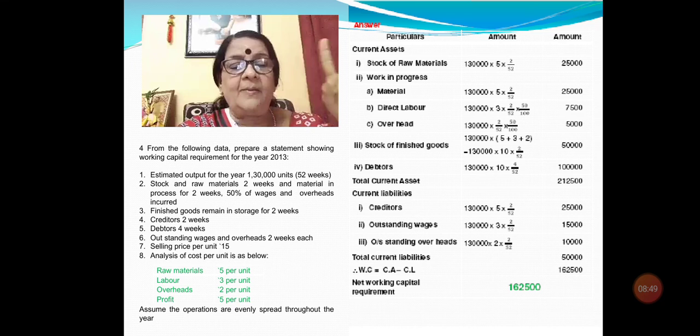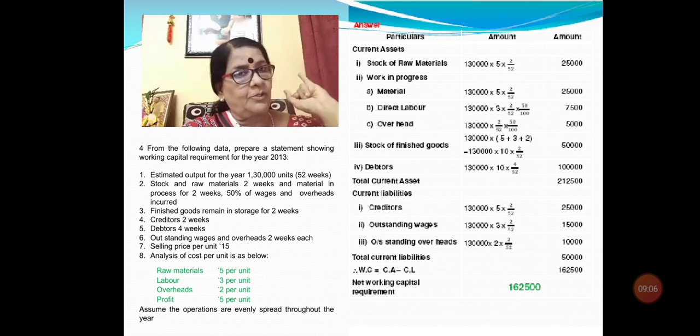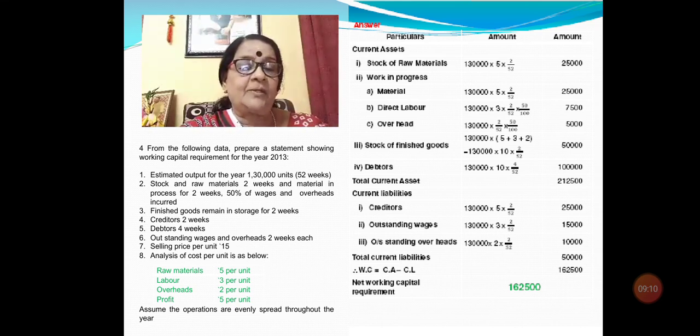The only things you have to remember are that work in progress is given in 3 heads: material, labor and overheads. Labor and overheads are consumed only 50%, so whatever cost is coming, only 50% of it will be taken. Debtors are calculated on cost of goods sold and creditors are calculated on the purchase cost of material. Only this much is required.